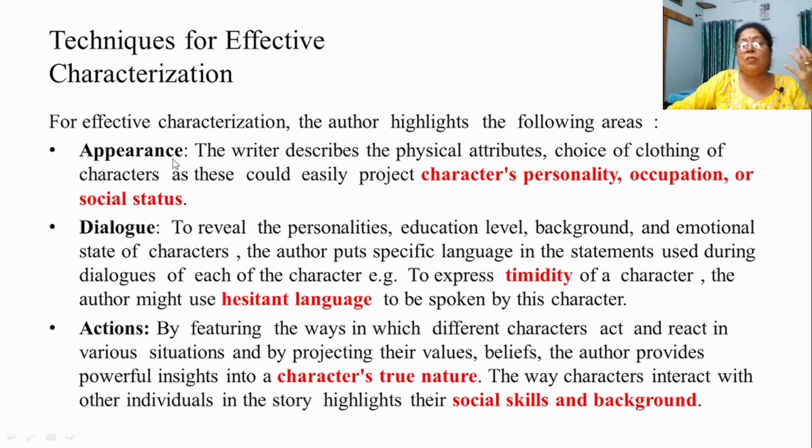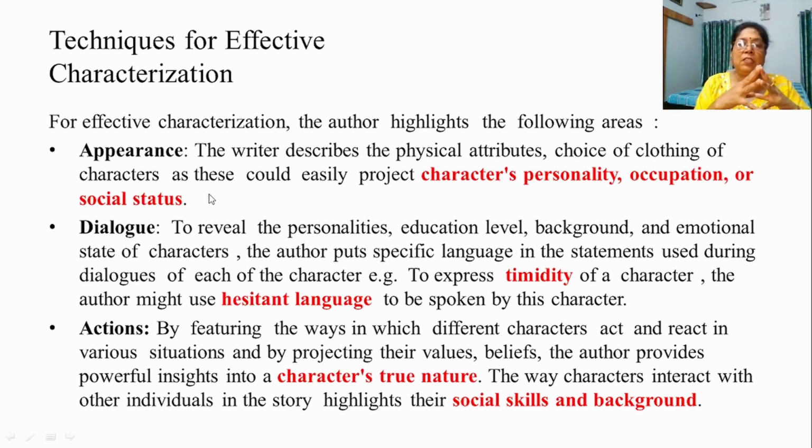Appearance. If the author is talking about the appearance of the character, the writer describes the physical attributes, the physical qualities of the character, his height, his weight, or how he is looking, choice of clothing, what kind of clothes he is wearing, and these could easily project the character's personality, occupation, and social status.